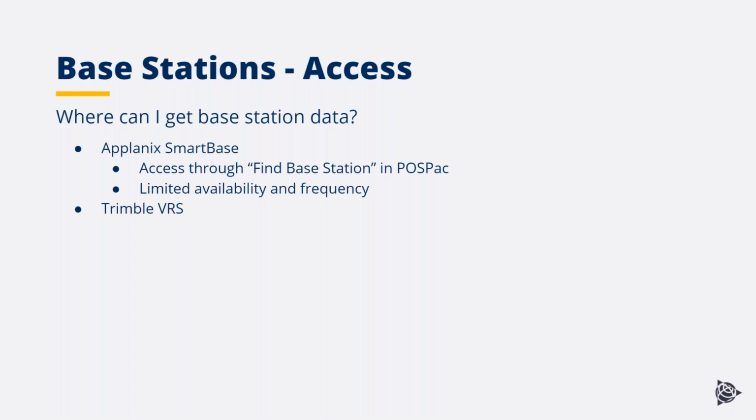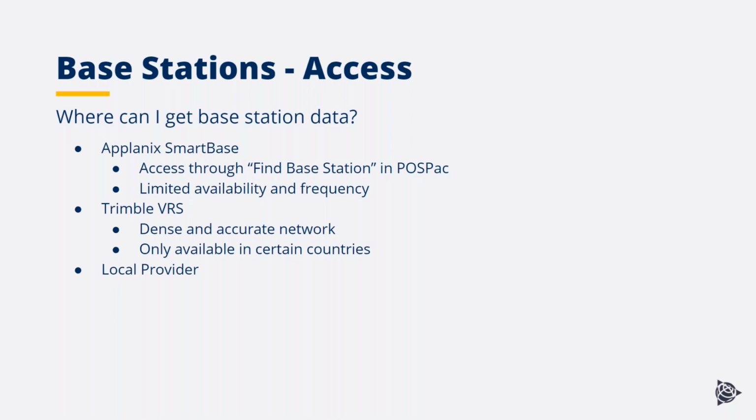The second option I would say is the Trimble VRS network. This network, if it's available, is usually dense and accurate. So it's reliable data, but it's only available in certain countries or certain states in the USA. Of course, usually there's a local provider. So it could be that someone is using Trimble technology, but it's not owned by Trimble. It's really dependent on the country or region whether this is available and how good data you get from the local provider.